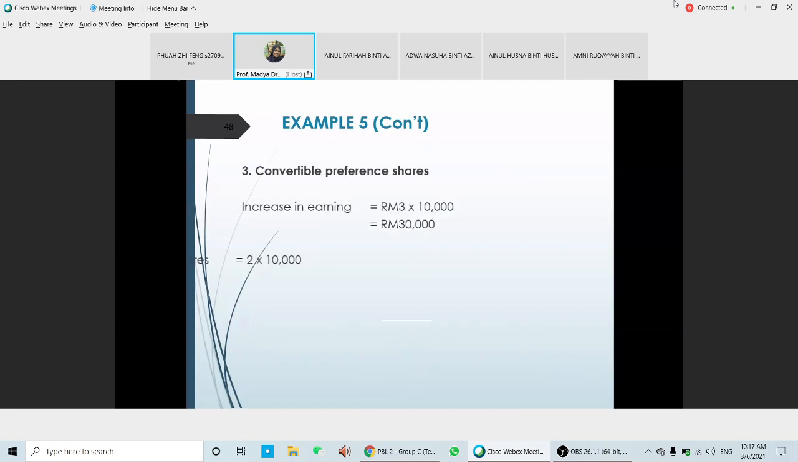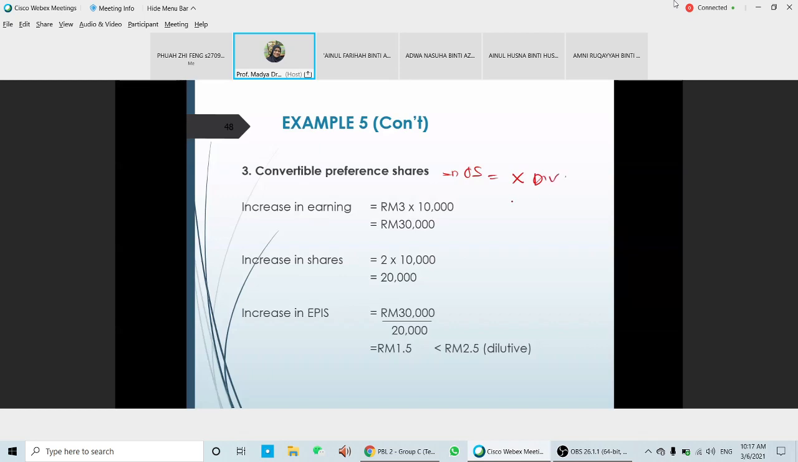Okay, and then for the preference shares, once you convert your preference shares to ordinary shares, it means that there is no dividend paid. Once there is no dividend paid, it means there is an increase in your earnings. So the increase in earnings here, 3 ringgit, is already net. So just times it with 10,000 units of preference shares. 10,000 times 3, so you have 30,000. So the increase in earnings will be 30,000.